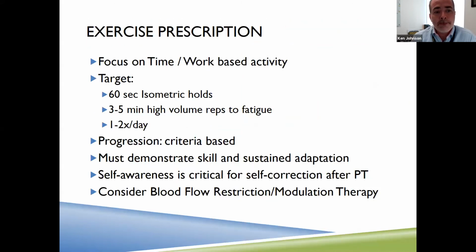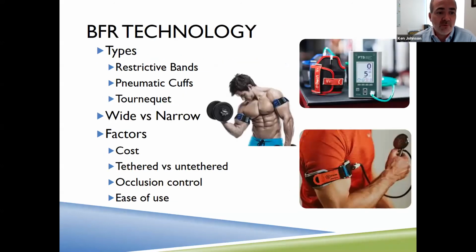That's a duplicate slide. So our exercise prescription is oftentimes focused on isometric holds, building that neuromuscular control, 3 to 5 minutes of work, so it's a high volume of reps to fatigue. And our progression through that model is based off of their successful completion of the homework that they've been assigned. We tend to be very criterion based in terms of our functional progressions, and I would think you would be the same.